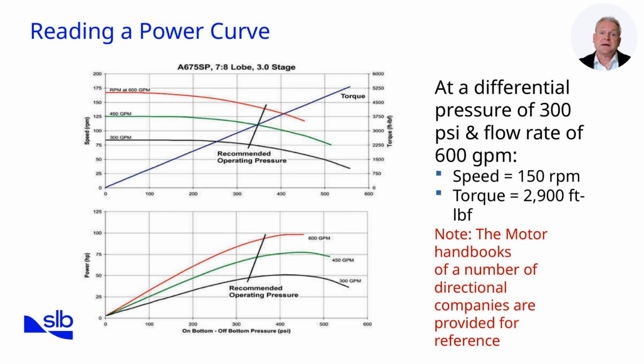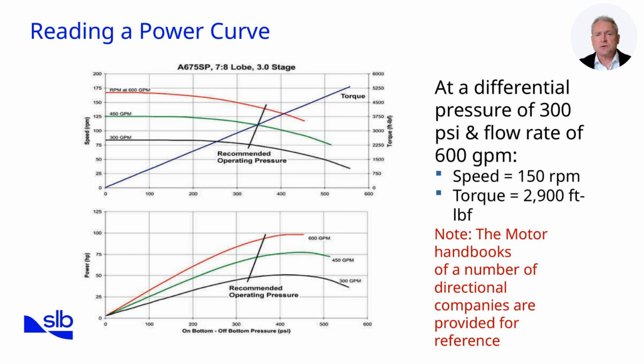Reading the graphs, take an example of a differential pressure of 300 psi. In this example, we are also pumping at 600 gallons per minute. What is the RPM, what is the torque, and what is the horsepower? On the top graph, draw a line vertically from your differential pressure reading to meet the red curve, which represents a flow rate of 600 gallons per minute. Then draw a horizontal line to the left-hand scale. The RPM is approximately 150 RPM.